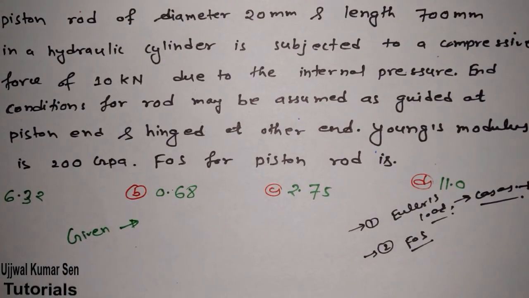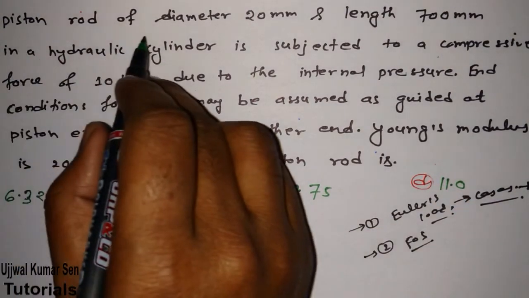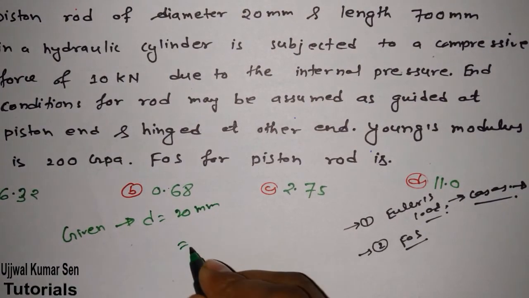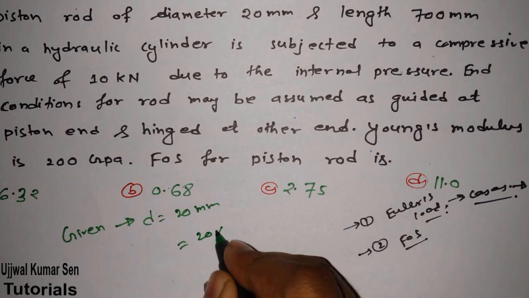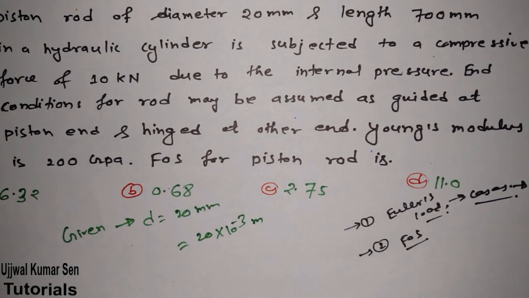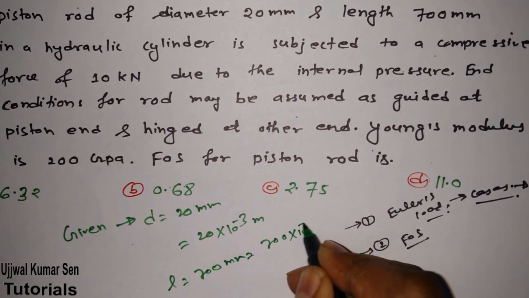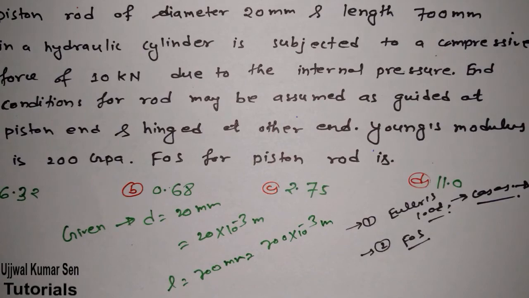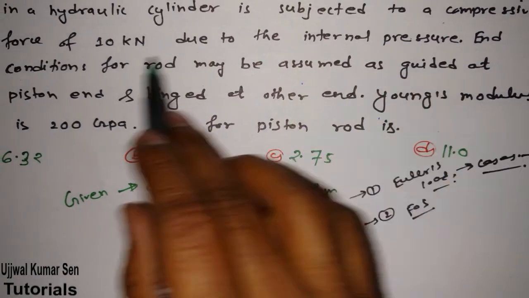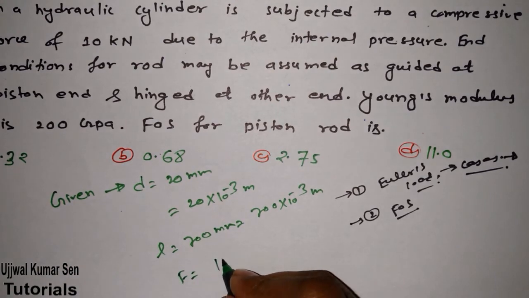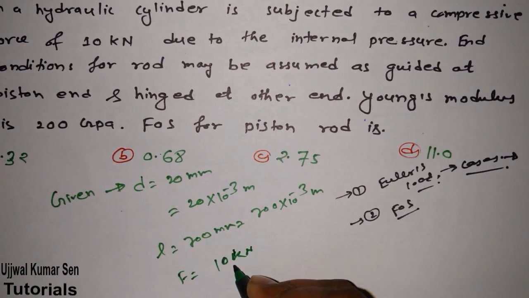It's not exactly lengthy, it's simple. Piston rod diameter is 20 mm, so convert this into SI: 20 multiplied by 10 to the power minus 3 meter. Now length L is equal to 700 mm, therefore 700 multiplied by 10 to the power minus 3 meter. Now let's come to the compressive force. Force is equal to 10 kilonewton.